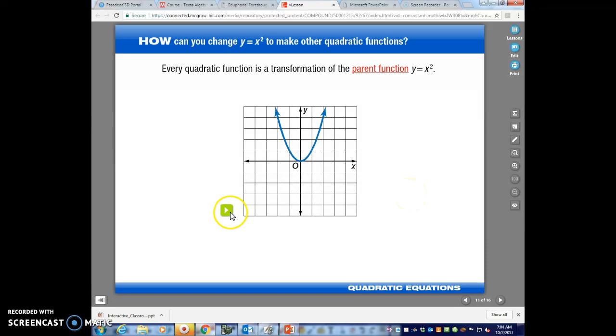Okay, so watch this. These are all the changes that can happen. Every quadratic function is a transformation of the parent function. It can either go up, it can move down, it can move to the right, it can move to the left. It can be reflected over the x-axis, become thinner, get wider, not reflected, wider, and thinner. Now wider and thinner we call compression or stretch, and I'll go over that with you here in a second.